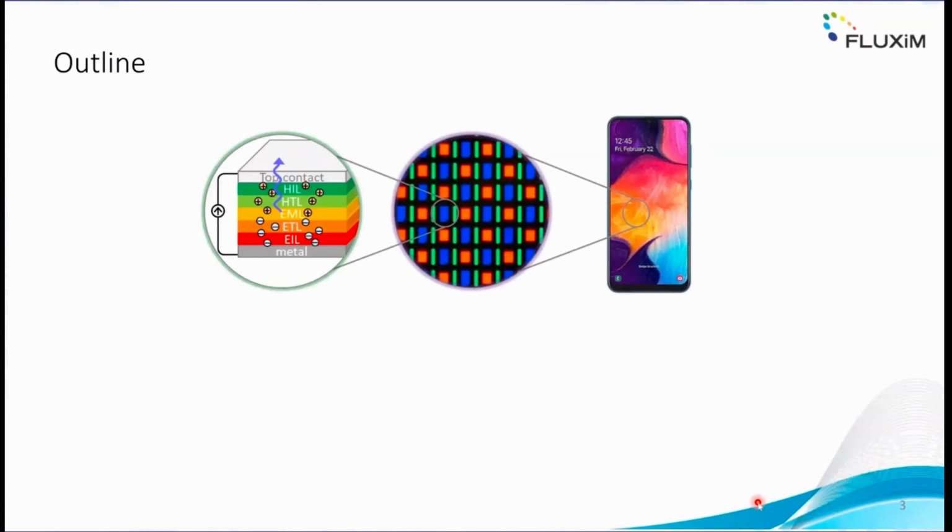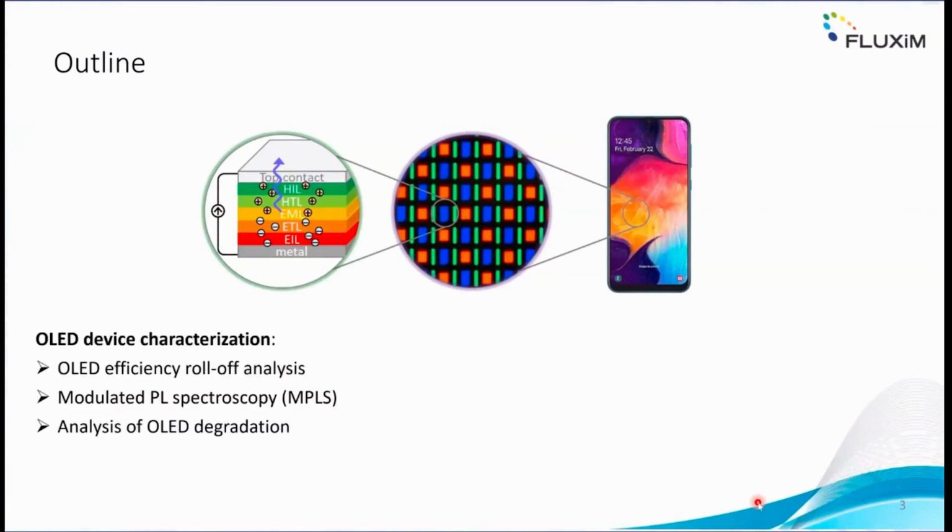Now, the outline for today: I try to span from devices all the way to display level, and I would also include some degradation, as I mentioned in the title, something about stress testing. In the first part, I will talk about OLED devices themselves, how they are composed of thin films, and one aspect is the analysis of efficiency roll-off, which is still causing some challenges.